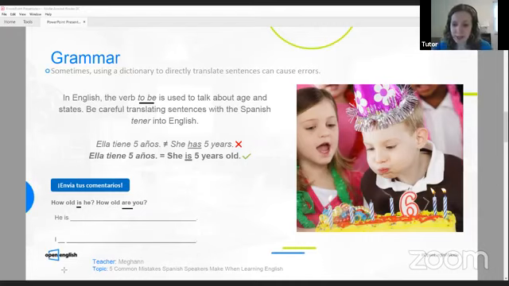Oh, I see more students. Hello, Salva from Mexico. Hello, Maria. Hello, Jose. Good. Angel says he is 6 years old. You are correct. Excellent. Very nice. Let me type this here so that we can see. He is 6 years old.